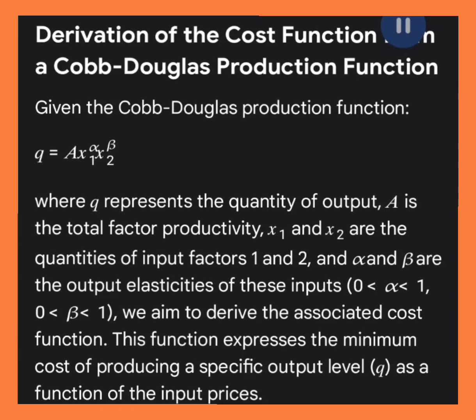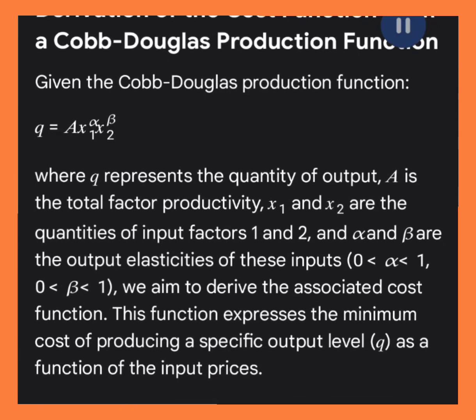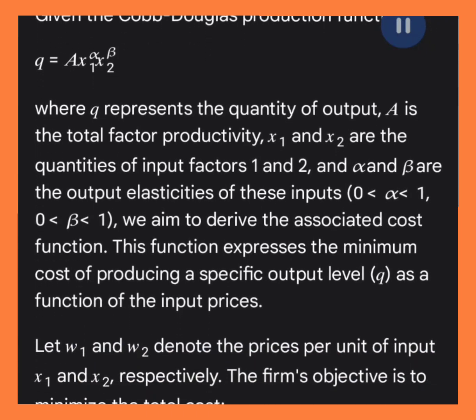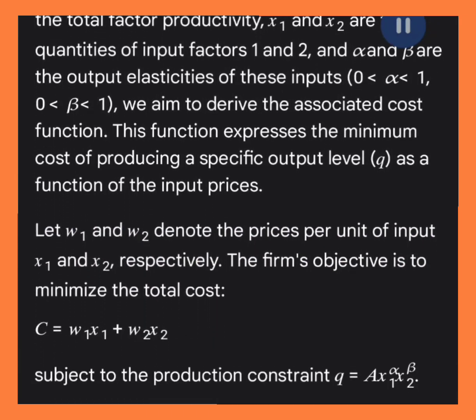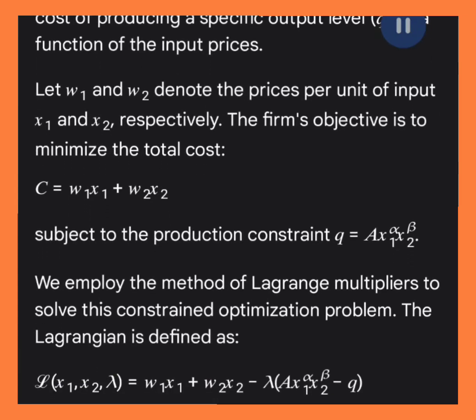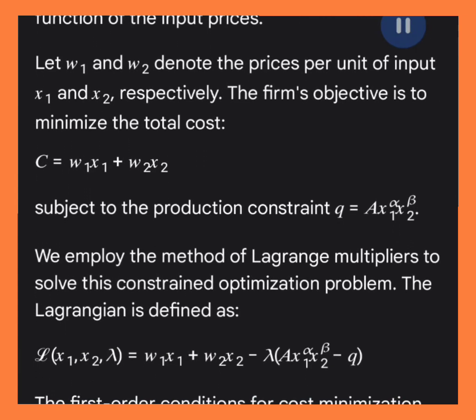This function expresses the minimum cost of producing a specific output level, Q, as a function of the input prices. Let W_1 and W_2 denote the prices per unit of input X_1 and X_2 respectively. The firm's objective is to minimize the total cost subject to the production constraint, Q = A X_1^alpha X_2^beta. We employ the method of Lagrange multipliers to solve this constrained optimization problem.